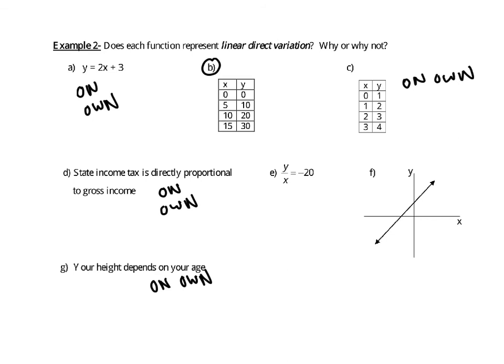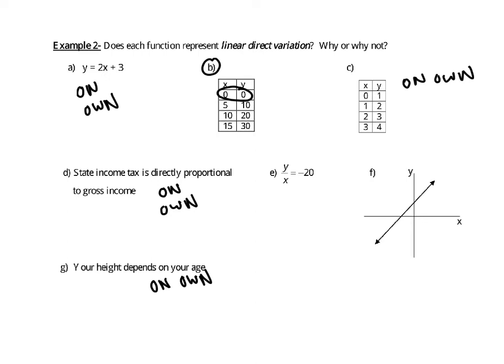So in example 2, we're given various functions and we're asked to determine whether these represent linear direct variation or not. We are asked to explain our answers. Let's take a look at B, and we have a table of values that represents a function here. The question again is, is this linear direct variation? Well, I do notice one thing. First of all, it does pass through 0, 0. So that's a very good indication that it could be linear direct variation.